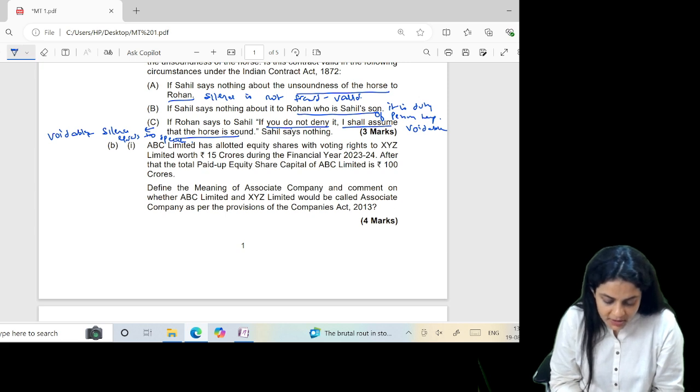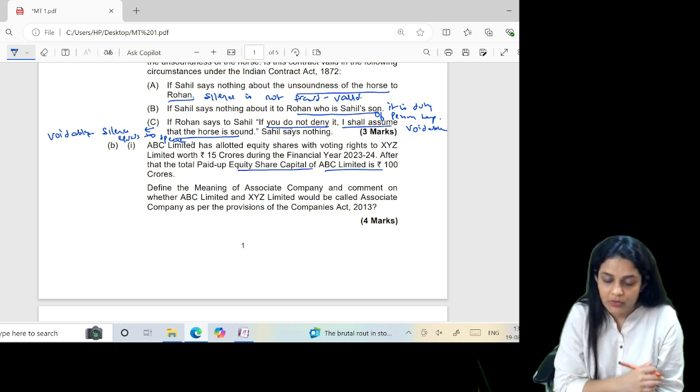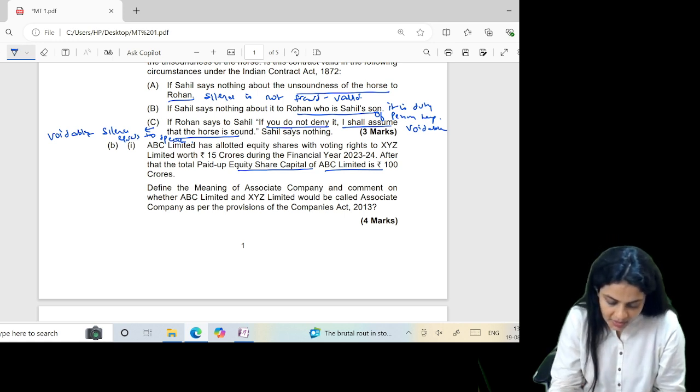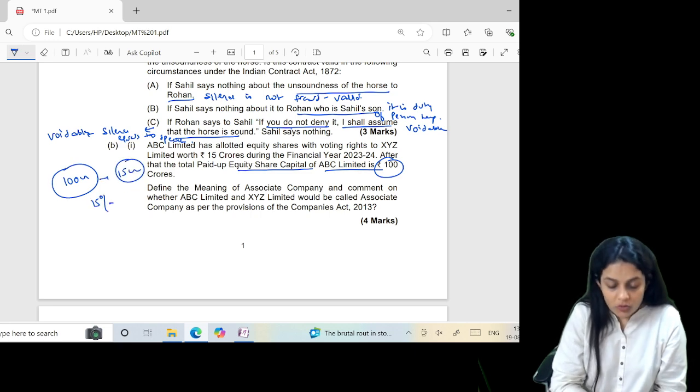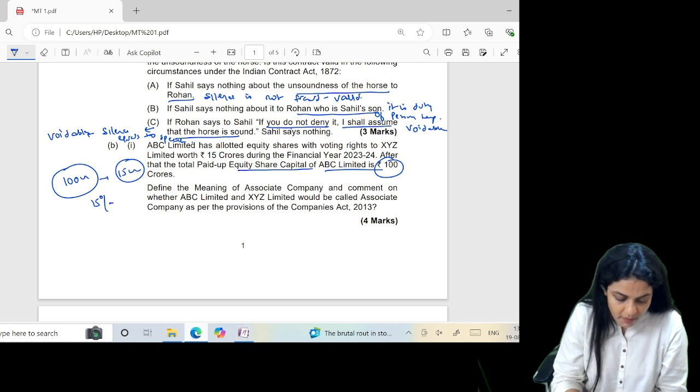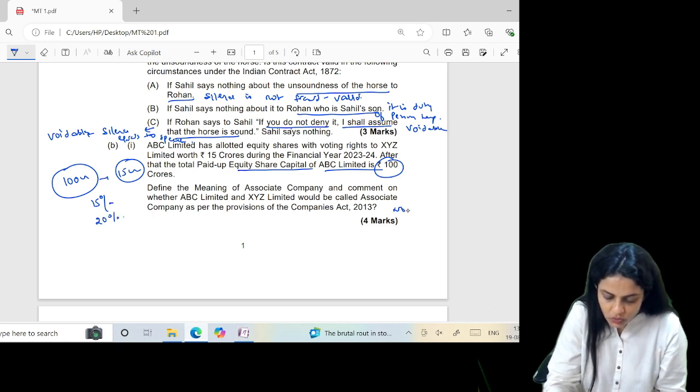ABC Limited has allotted equity shares with voting rights to XYZ Limited worth 15 crores during the financial year. After that, the total paid up share capital of ABC is 100 crores. Define the meaning of associate and will it be called associate? The total capital is 100 crores and I have given you 15 crores, which is 15%. Now, to become an associate, you need to hold a minimum of how much? At least 20%. So, is it an associate? No.